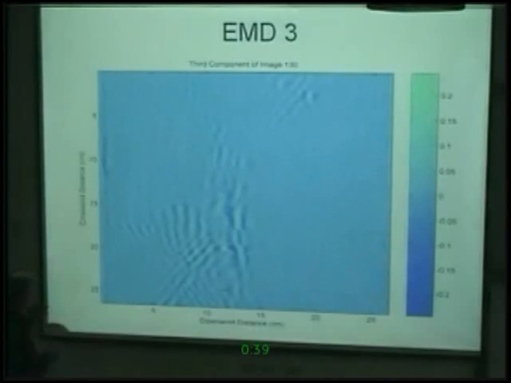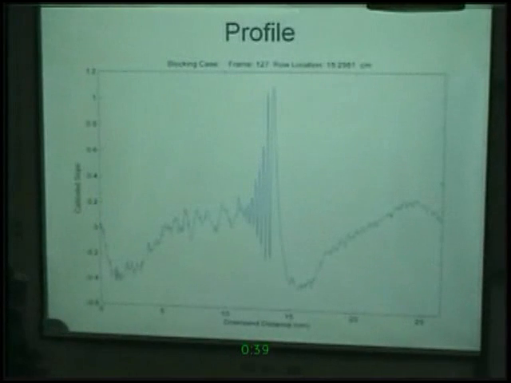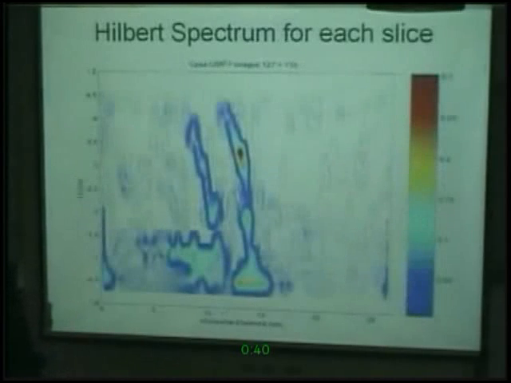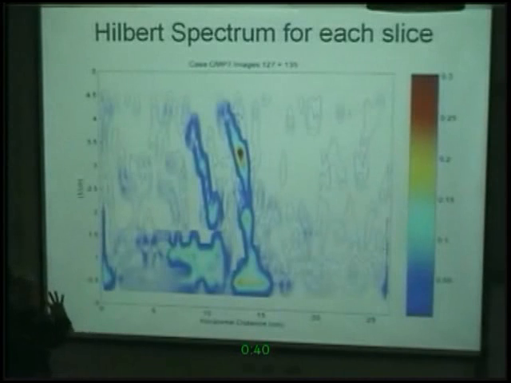So if you do this slice and reconstruct slice by slice, if you look at each slice, this is the big wave, and these are the small waves in front of it. For each slice, you can see this wave change very clearly. And with this slice, of course, we can decompose into different modes, and for each mode we can do a Hilbert spectrum. This is the Hilbert spectrum built from each slice.